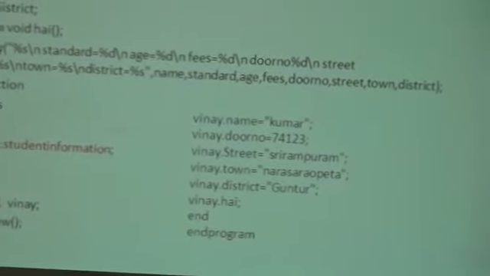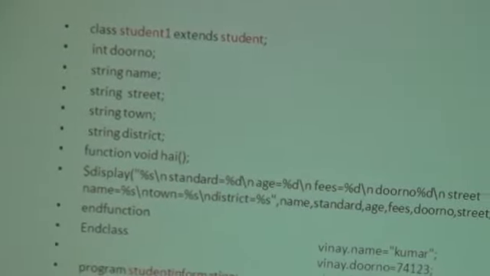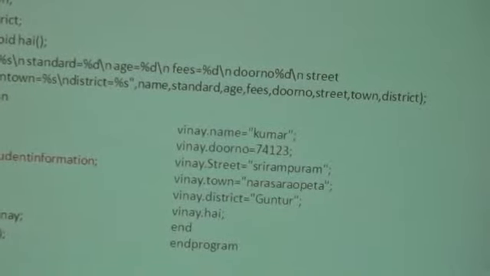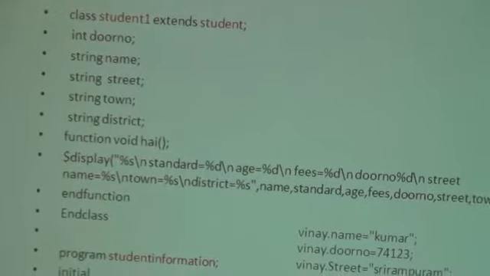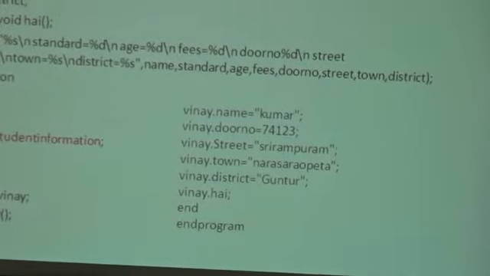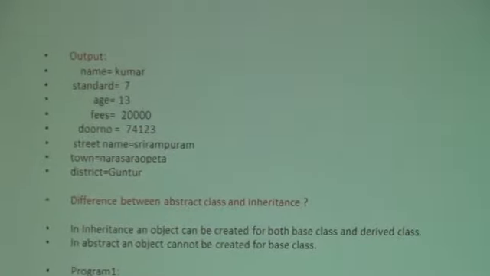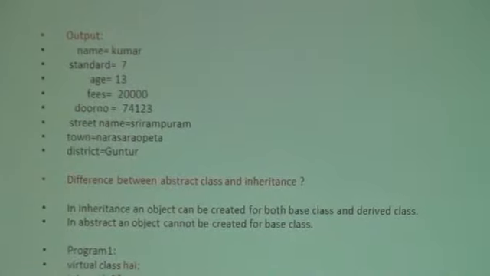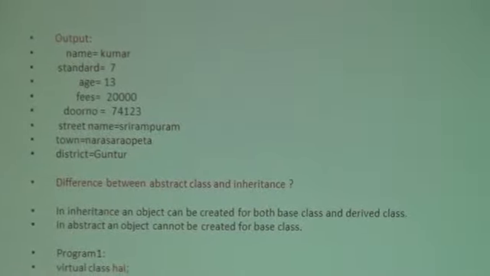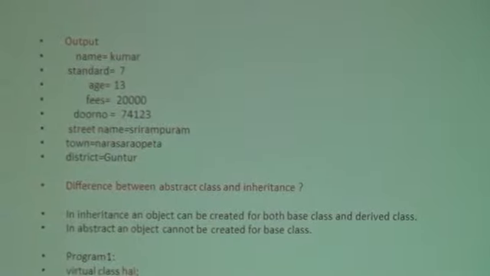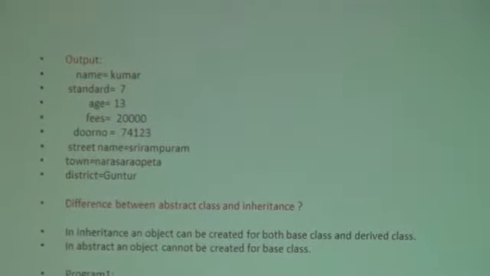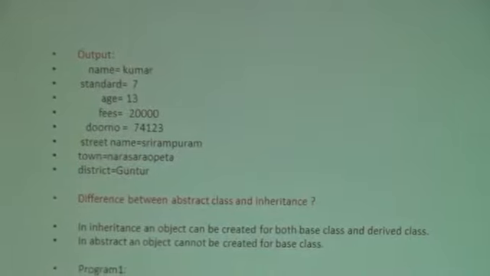And this I was just writing as Vinay.name equal Kumar. Since I have declared the characteristic name, I am accessing Vinay.name equal Kumar, Vinay.door number is 74123, and I have written street, door number, etc. In this program I just define them, and in the next slide I just print all of this and try to access them. Now look at the output of the previous example. We get the output as name Kumar, student 7, age 13, fees 20,000, door number 74123, street name Shrirampuram, town Ashtabad, Guntur. One thing we have observed here is we did not create an object for the abstract class.